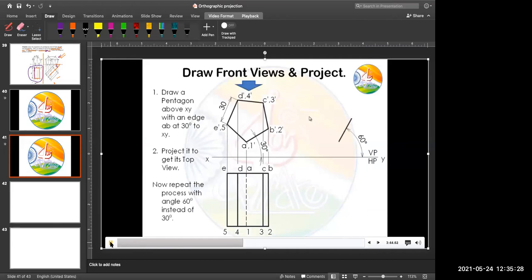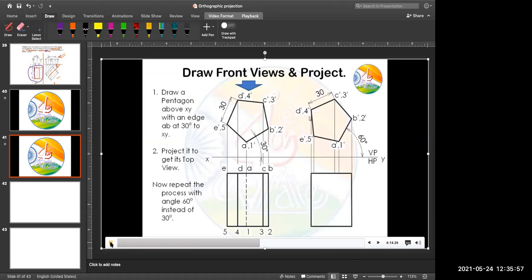Next, we'll go ahead in drawing the second bit of the problem. In the second bit, the angle of inclination of the edge is 60 degrees instead of 30 degrees. So we have to start with the first edge drawn at 60 degrees and continue to complete the pentagon with the steps that we have learned in the previous video. Once the pentagon is ready, we have to get its projections in the top view. We have to draw all the projectors from all the vertex points, then get the outermost boundary and identify all the vertex points, and the next step is to view the diagram from the top.